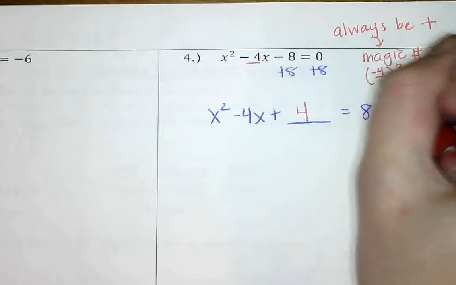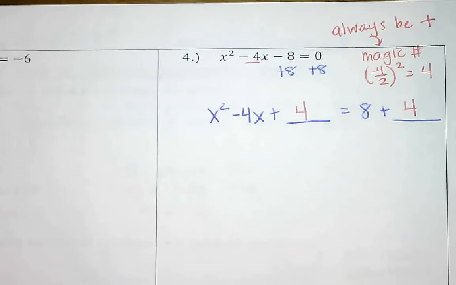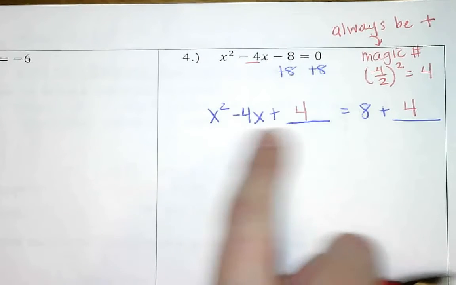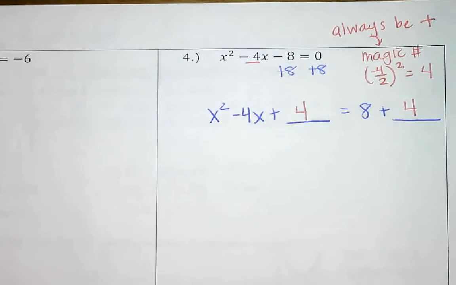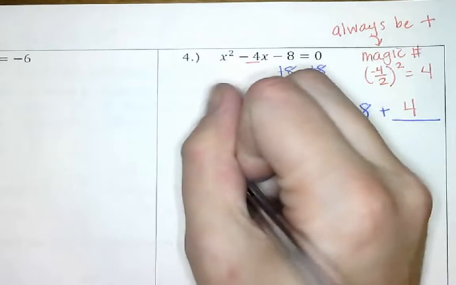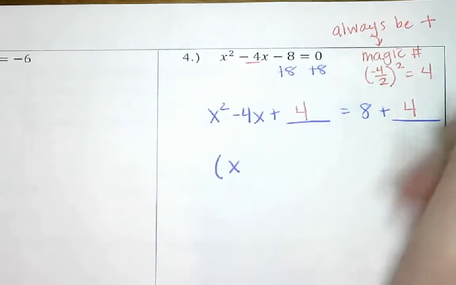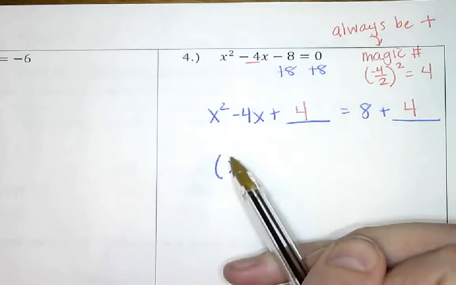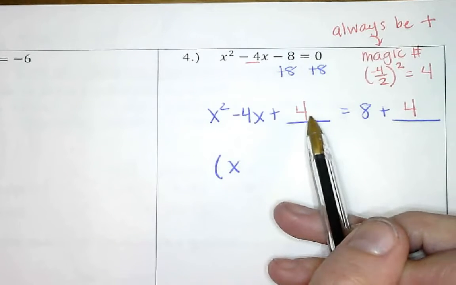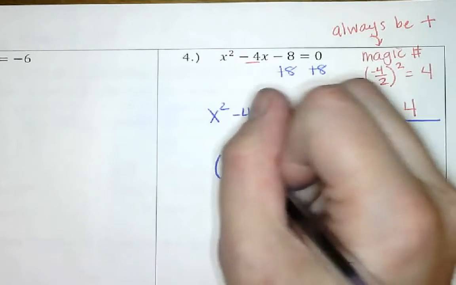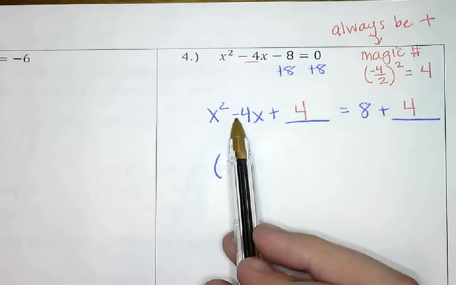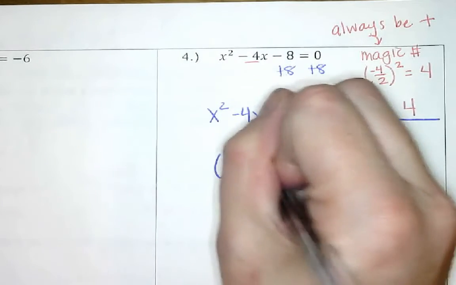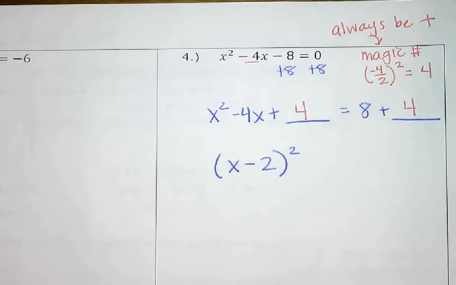Okay. So now, if we are going to factor this perfect square trinomial, that is going to give us x, because the square root of x squared is x. What's the square root of 4? 2. And is it going to be minus 2 or plus 2? Minus, because we have a minus 4x. So it's minus 2 squared. And that is equal to 12.